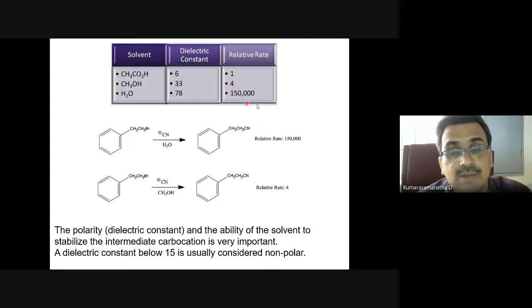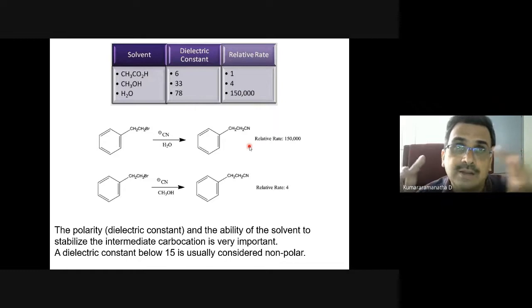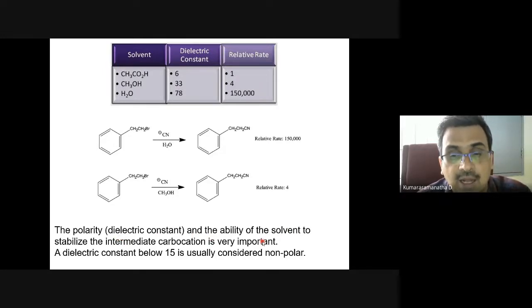It's enormous for water, whereas for these two it is low, because the tertiary carbocation, once it is formed, likes to react with some nucleophile, and the polarity of the medium also dictates the reactivity. So the polarity, which is the dielectric constant, and its ability to stabilize the intermediate, means once the carbocation is formed, how it stabilizes is also important.